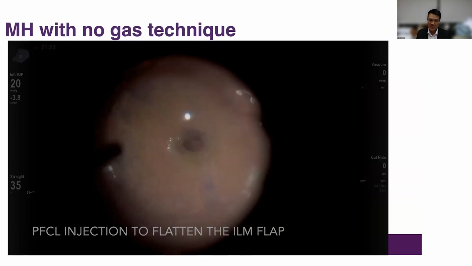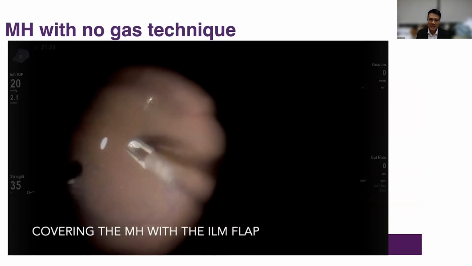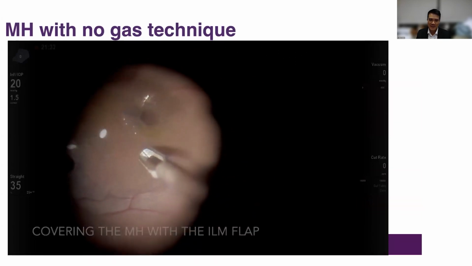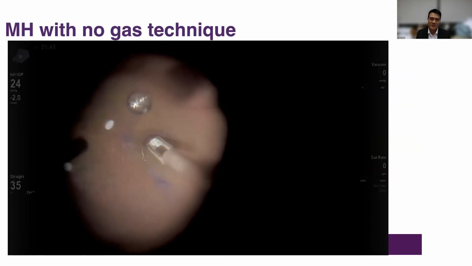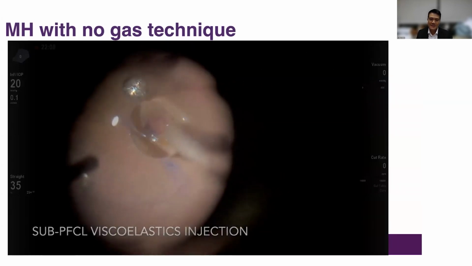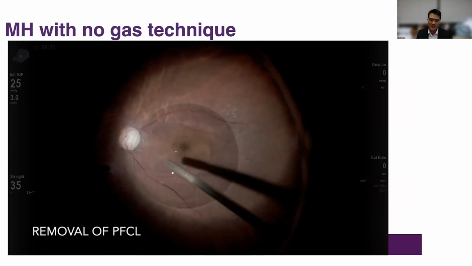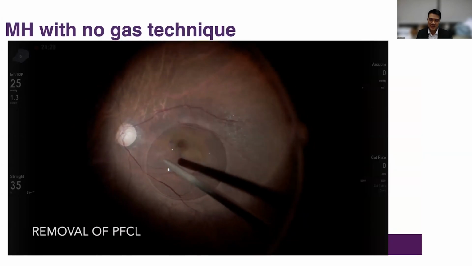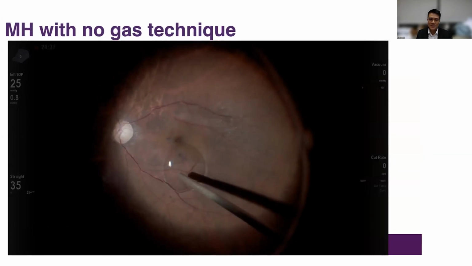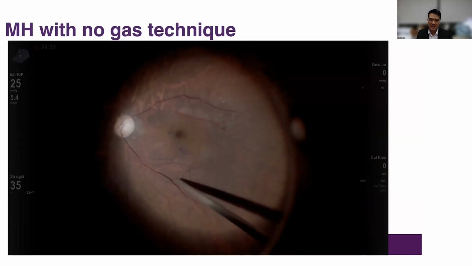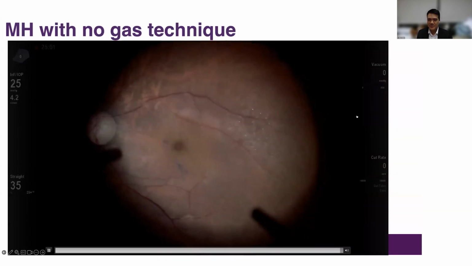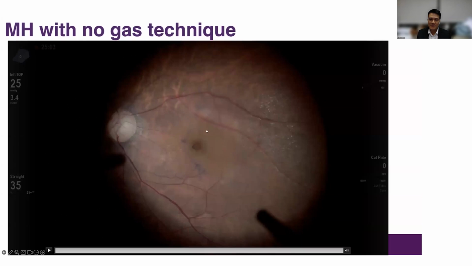And then I use heavy liquid PFC to unroll the ILM flap and stabilize it over the macular hole. Make sure that the entire ILM flap is covering the macular hole. And then underneath the PFC, I would inject dispersive viscoelastics to act as a glue to adhere the ILM flap to the retina. And finally, I remove the PFCL. As you can see, the ILM flap adheres very nicely over the macular hole as a single layer flap.